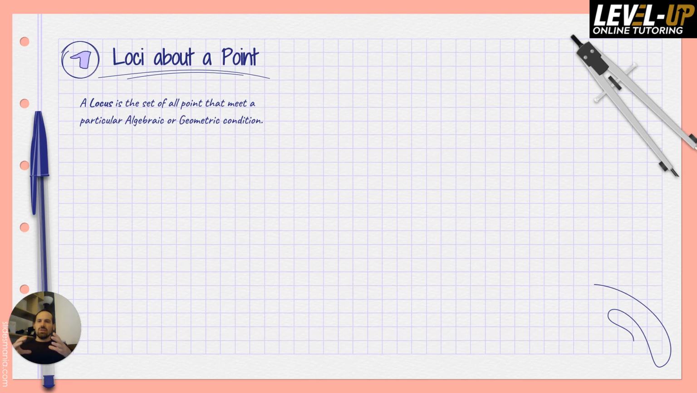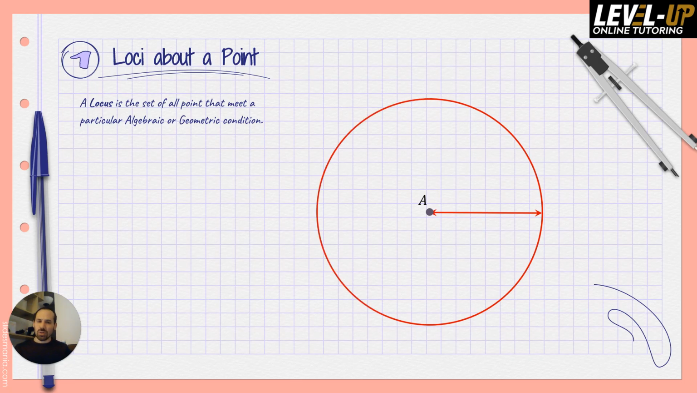A locus is the set of all points that will meet some particular algebraic or geometric condition. We could take something like this, say with point A, and say we want all the points that are some distance away from A. We've kind of seen this before. We're talking some distance from A, but in any direction, and you can see what that's going to map out. It's a circle. That's essentially what a circle is: the locus of all points that are some constant distance away from another point, which would then be the center.